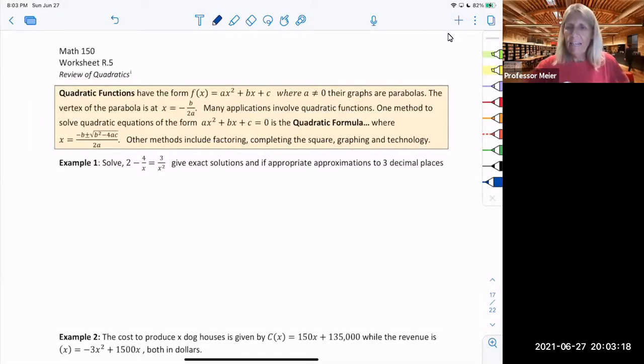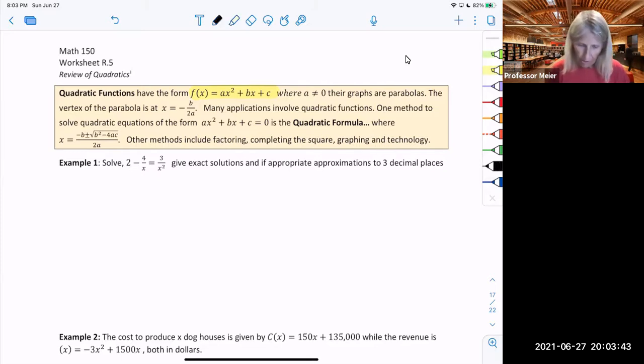Hi everyone, today we're working on quadratic functions. We're going to review some quadratic functions and their applications. So starting with, what is a quadratic function? That's going to be any function that has the x squared in it, so basically a degree 2 function. If you've got an x squared term and no other degree higher than that, then we have a quadratic function.